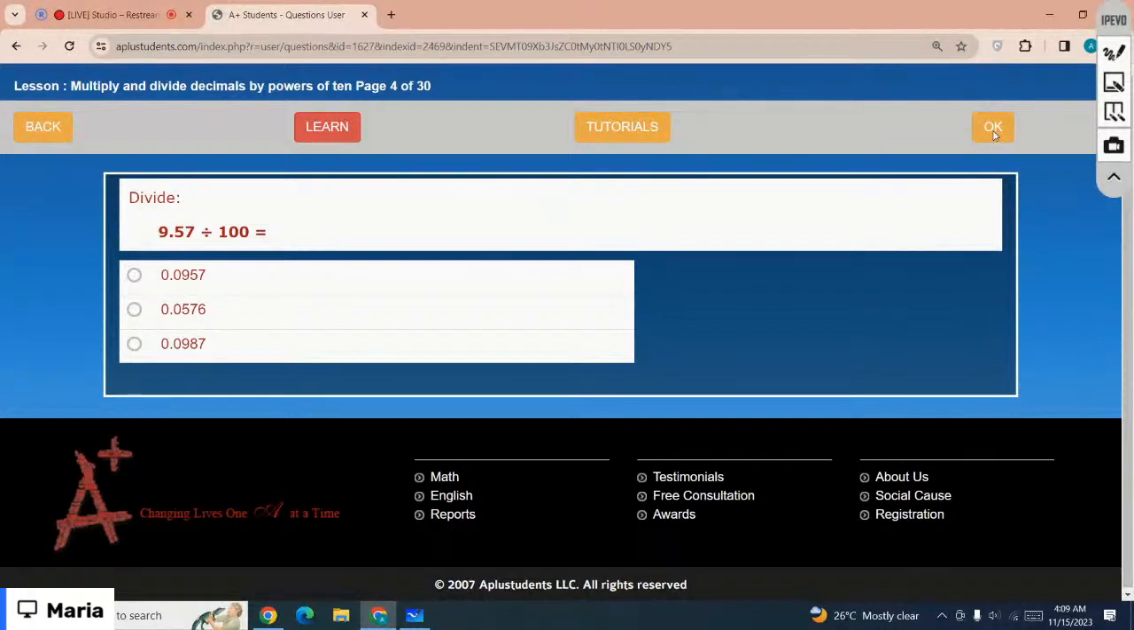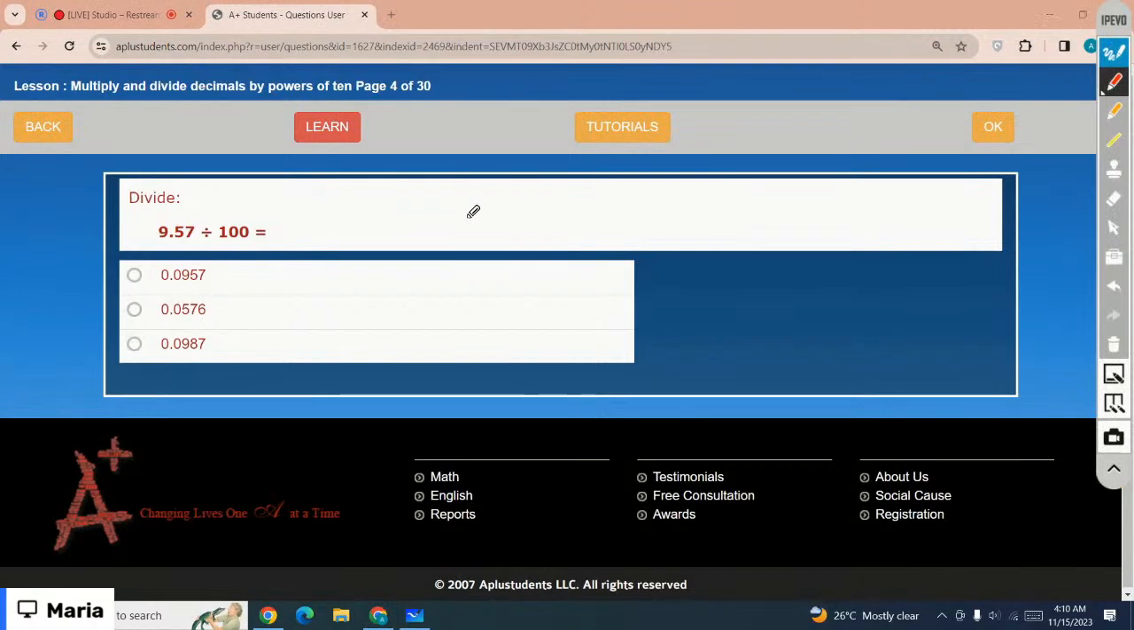So which is the correct option? 100 has two zeros, right? That means you need to move the decimal point two places left, right? But you have to move two places.